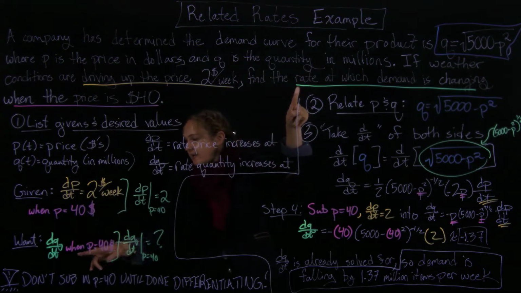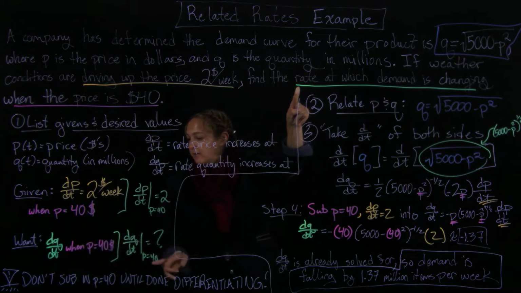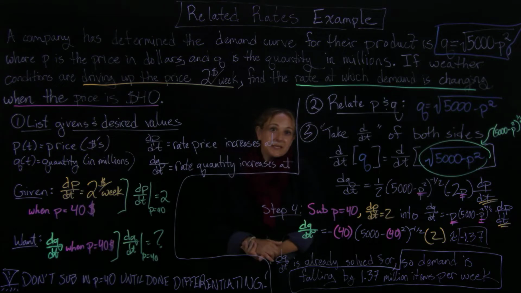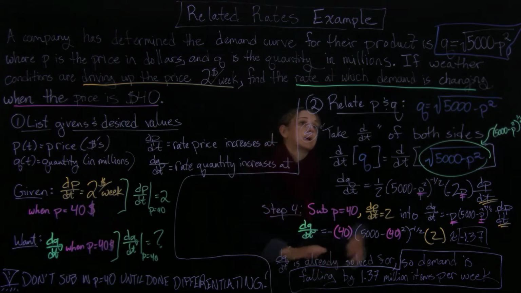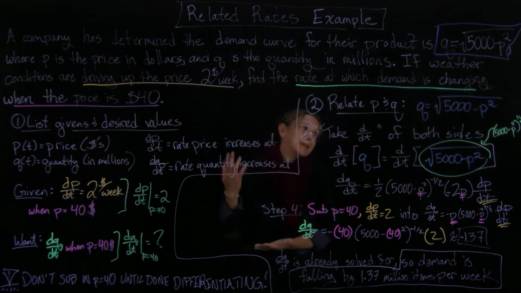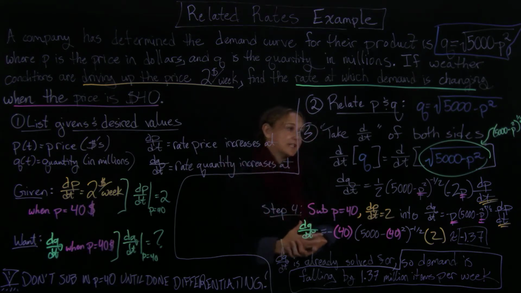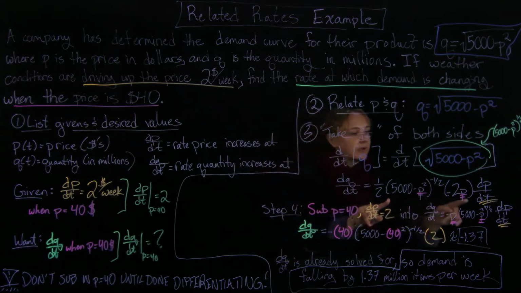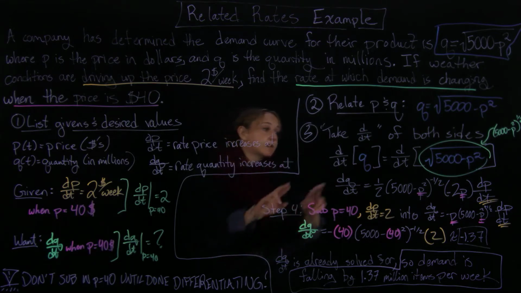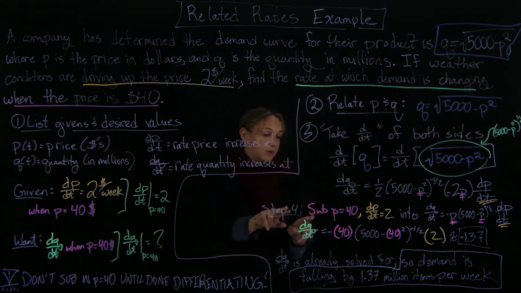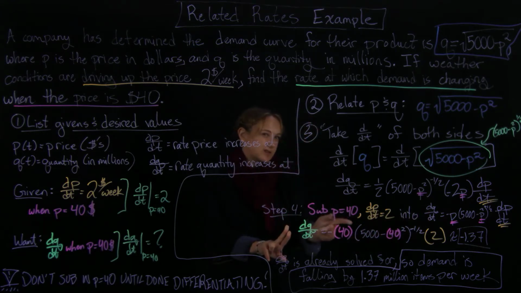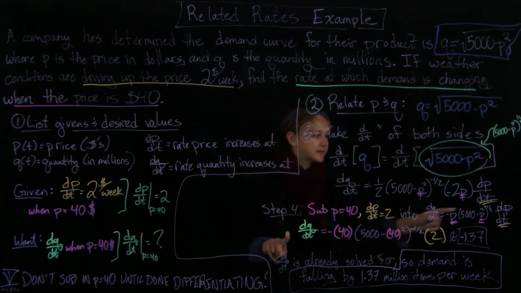The rate at which the demand is changing is what we're actually looking for. How do we relate dp/dt, dq/dt, and P? We do that by taking this equation and differentiating with respect to t, remembering that P and Q are actually functions of t. So we end up having to use the chain rule twice here. And once we've done that and gotten this equation, then we can start plugging in our actual values. So we waited until this point to plug in P equals 40. That's really important. That's a very common mistake.